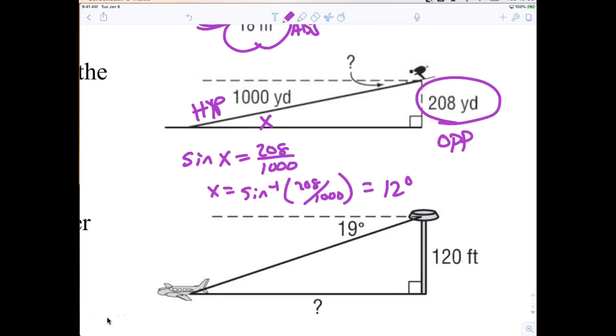Yes, ma'am. Why do some of them use regular sine and some of them inverse? If you're looking for the angle, that's when you do inverse sine, inverse cosine, or inverse tangent. You hear me now? All right, if you're looking for a side, again, it's where your variable is located that's the answer to that question. All right, let's move on.